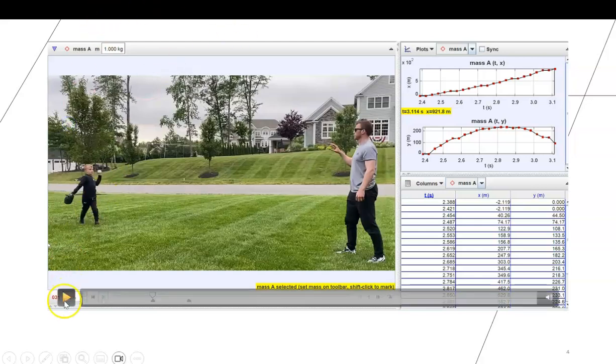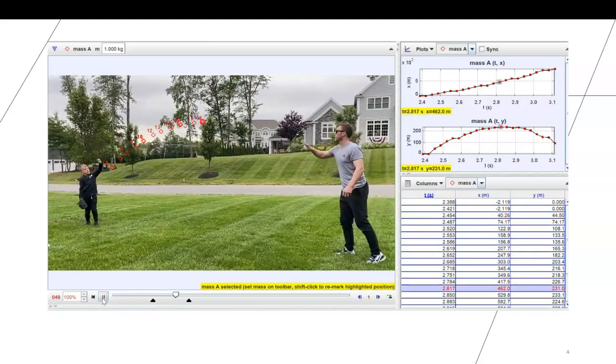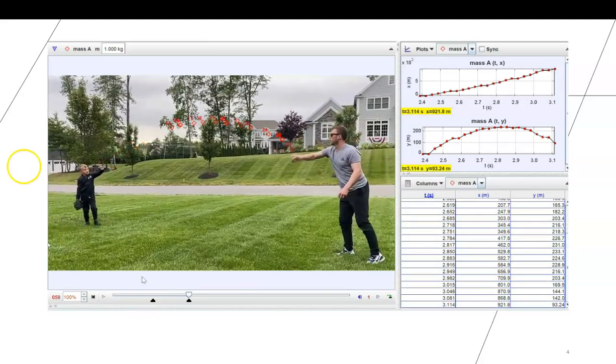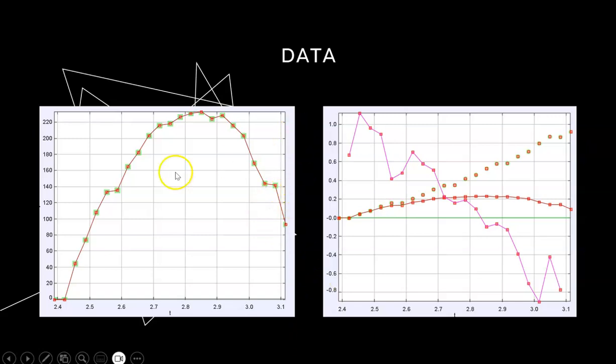Here is the video in Tracker. As you see, the ball took on a curving motion, and it's reflected in the graph. So, some data. The left graph is the y position of the ball as it travels through the air, and the right graph is the y position along with the velocity in the y direction of the ball. Disregard these dots, I couldn't get them to go away.